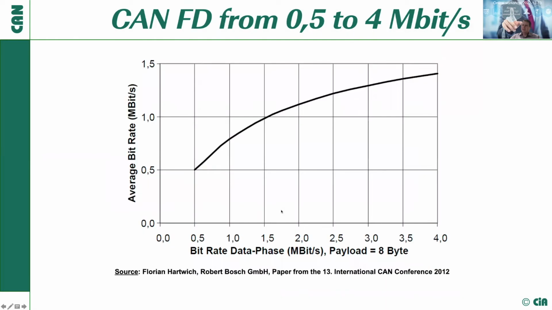We can already gain data throughput if we increase the speed but keep the payload stable at 8 bytes. We see this here: we are starting with 500 kilobit, and then in the data phase, we turn up the speed to 4 Mbit, and we end up at an average speed of about 1.4 Mbit. So this means we already have an increased data throughput.